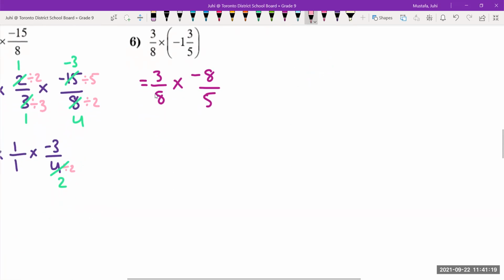You cross reduce the 8s because you find a matching pair of numbers that you can simplify. 3 and 5 we can't simplify at all. So 8 and 8 have to be it. So we're going to divide this by 8, this by 8, okay? That would be 1 and -1. I'm going to rewrite the question with the new numbers. So 3/1 times -1/5. Sorry, I did that a little fast, so I'll just pause so you can write that down.